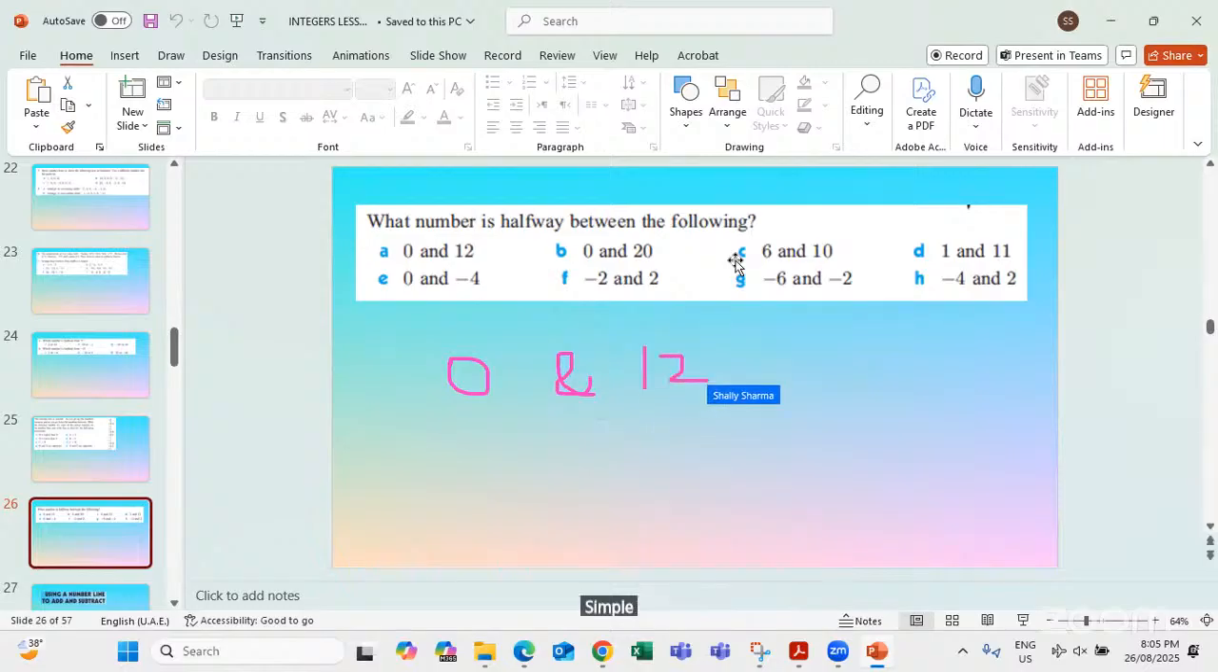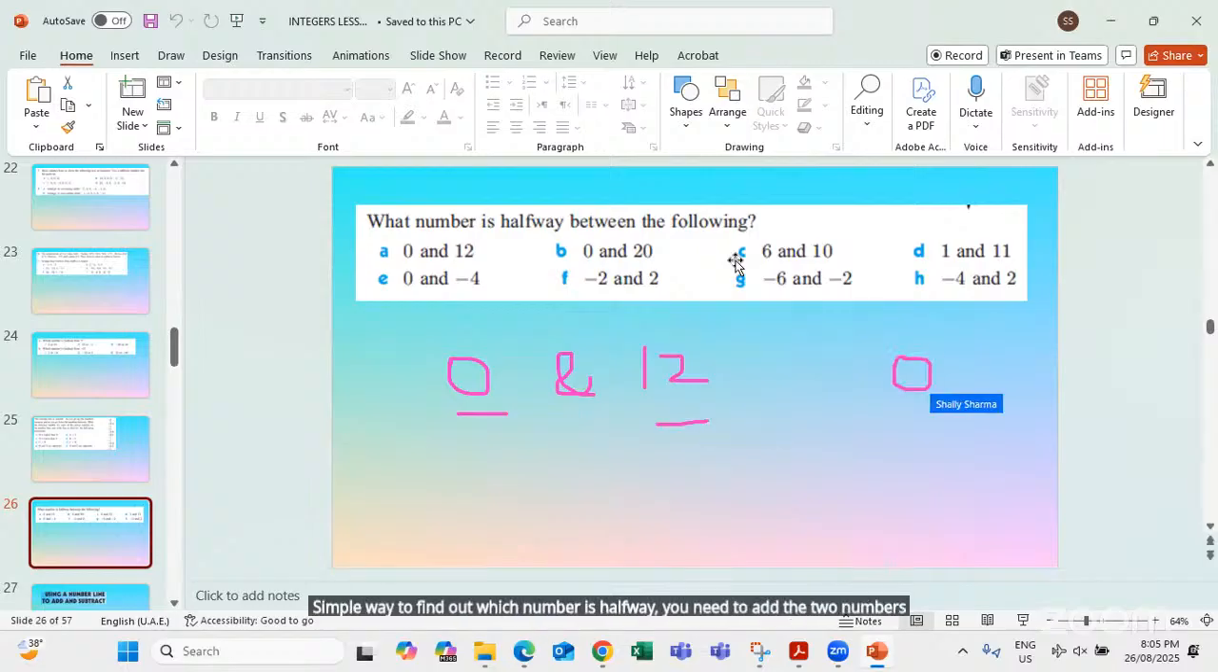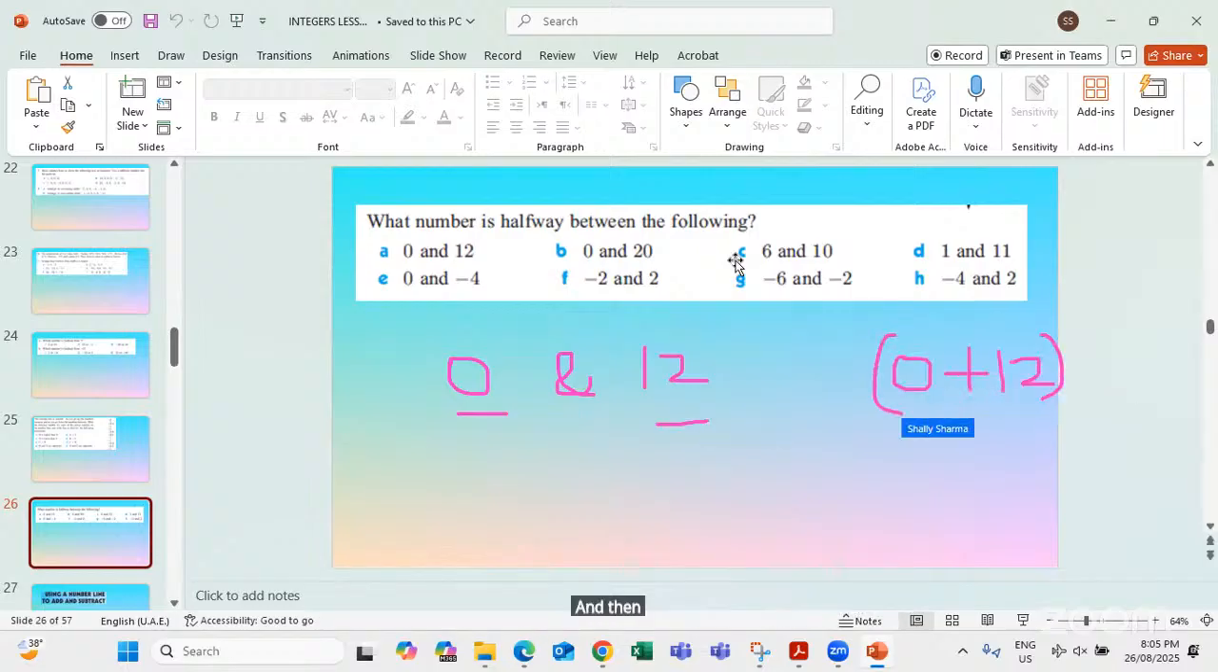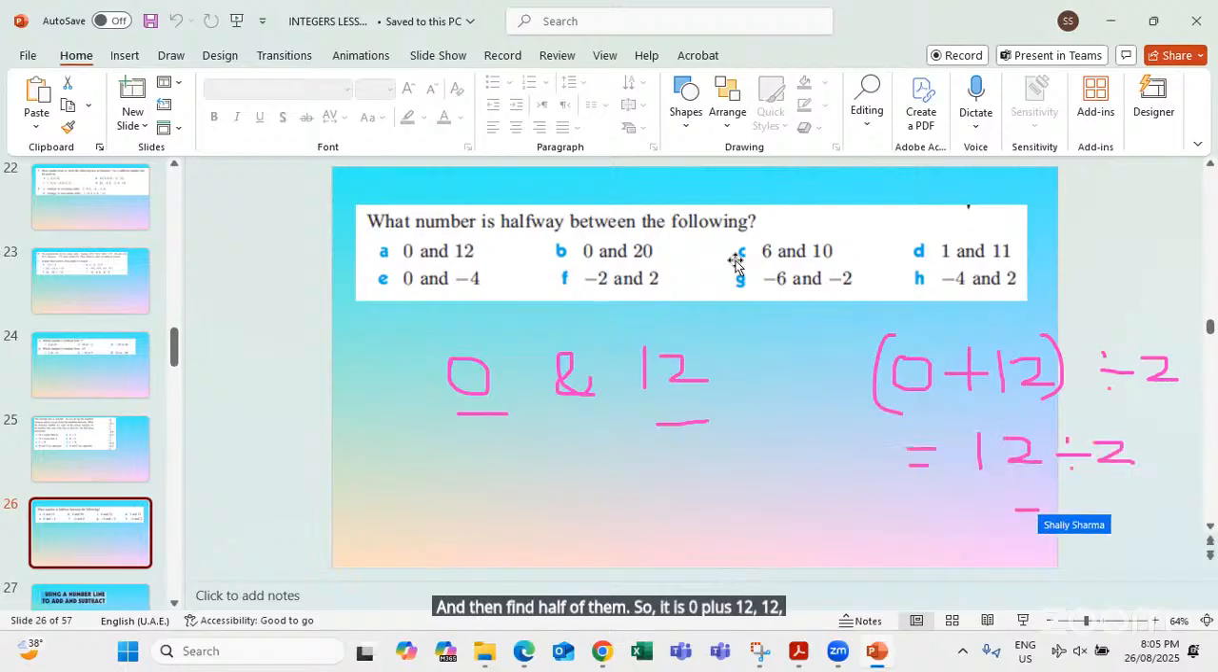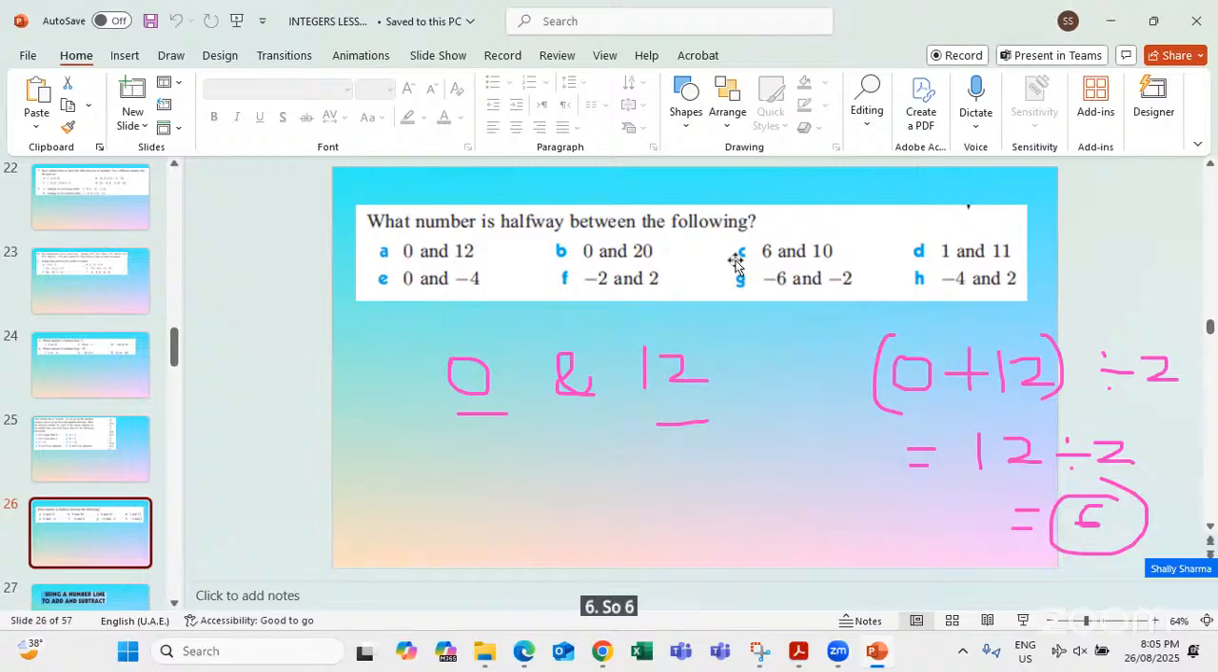Simple way to find out which number is halfway. You need to add the two numbers and then find half of them. So it is 0 plus 12, 12. Divide by 2, 6. So 6 is halfway between 0 and 12.